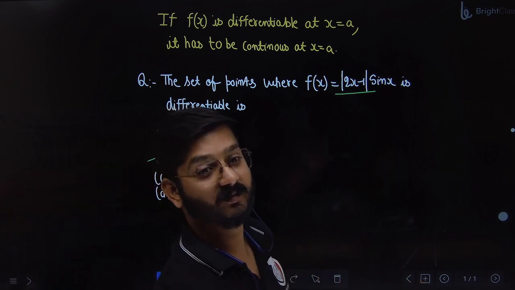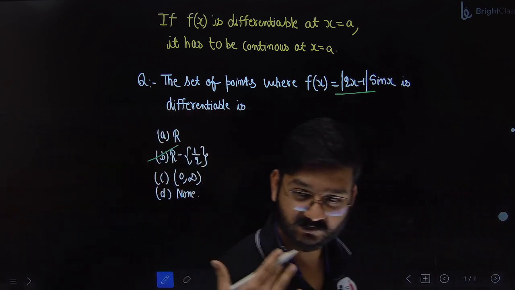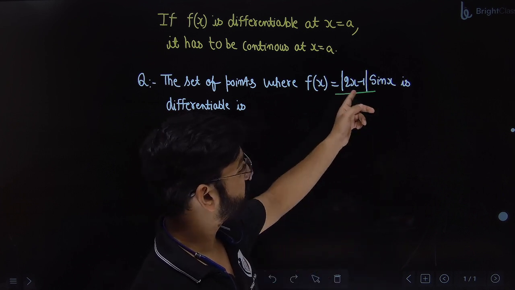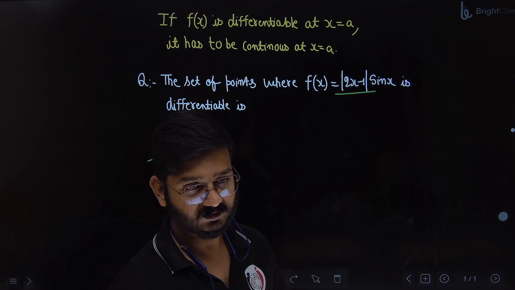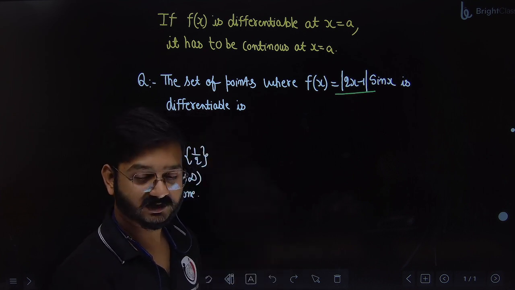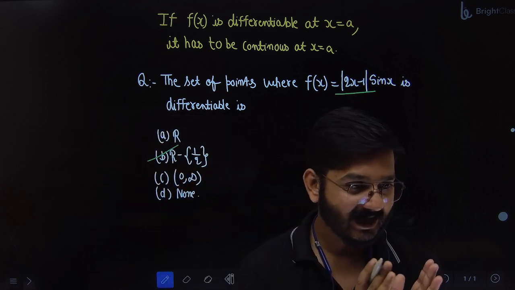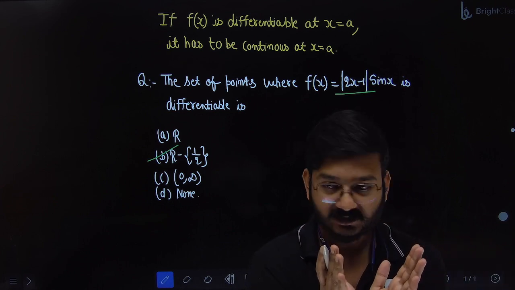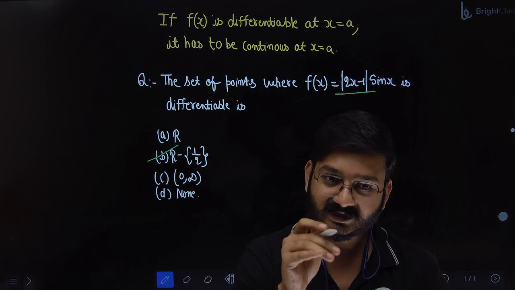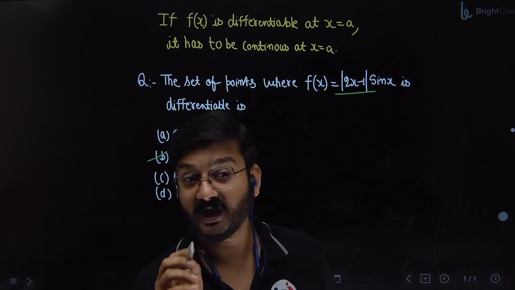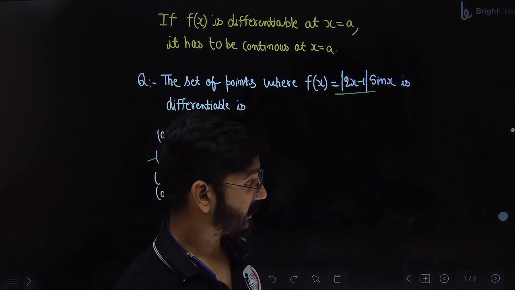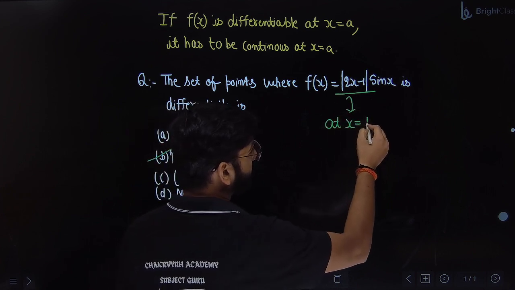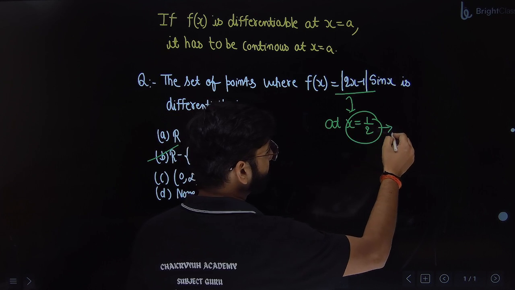How do we find the critical point of a mod function? Where it becomes 0. For which value of x will it become 0? 1 by 2. So what happens? What does mod do? Just now you saw the graph. At the critical point, the shape on the left side and right side changes. And at the critical point, what do you get? A sharp edge, right? So at 1 by 2, we will get a sharp edge.